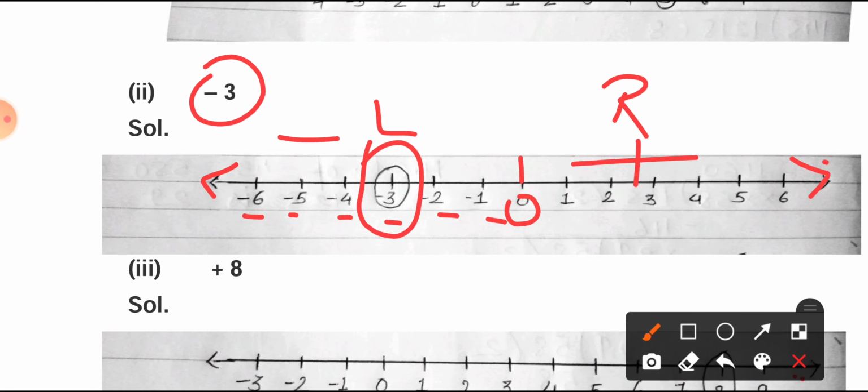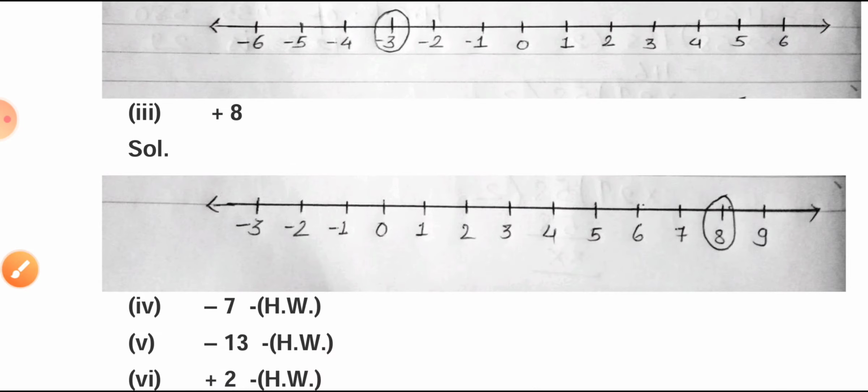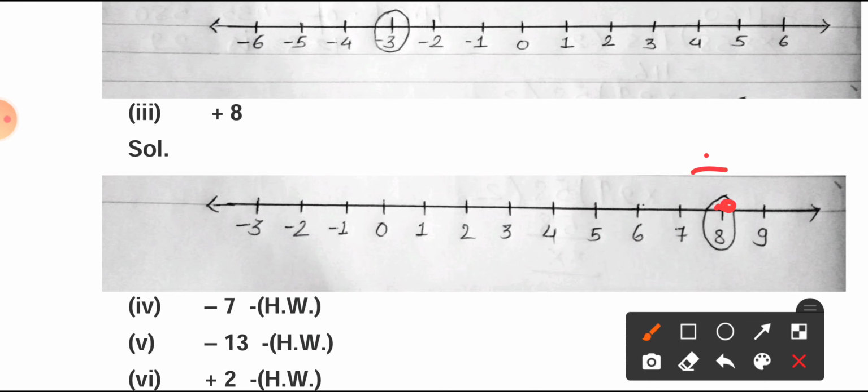Next one plus 8. Again you can see we'll make a line. Here we have to put 0, then on the right hand side positive numbers, left hand side negative numbers, and we have to mark here plus 8. So mark a circle or a point on plus 8. So this is the representation of plus 8 integers on a number line.